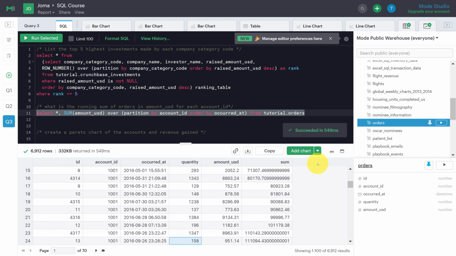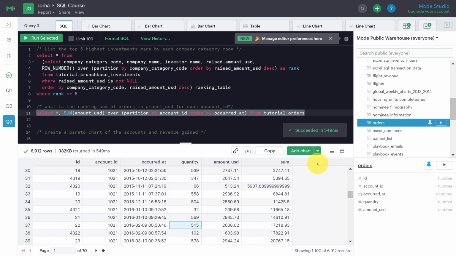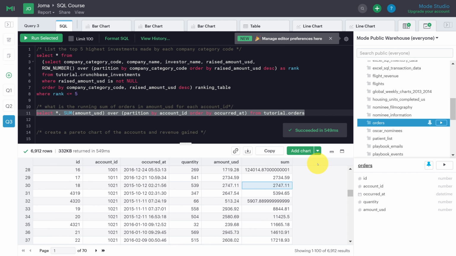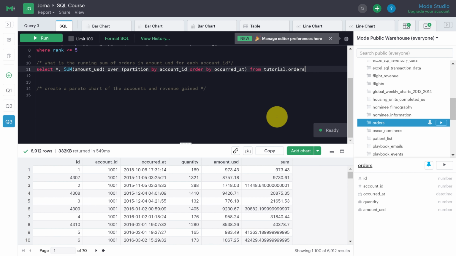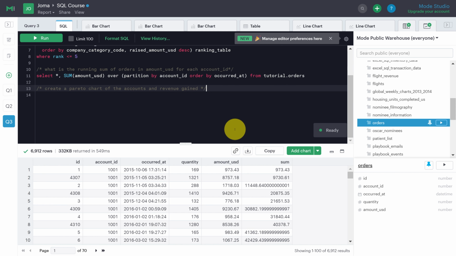So it keeps adding to the sum until there's a new account ID. Then here we start from the beginning again, and then we just have the running sum like this. All right, so then the next one is going to be our last one. We talk about the Pareto chart.